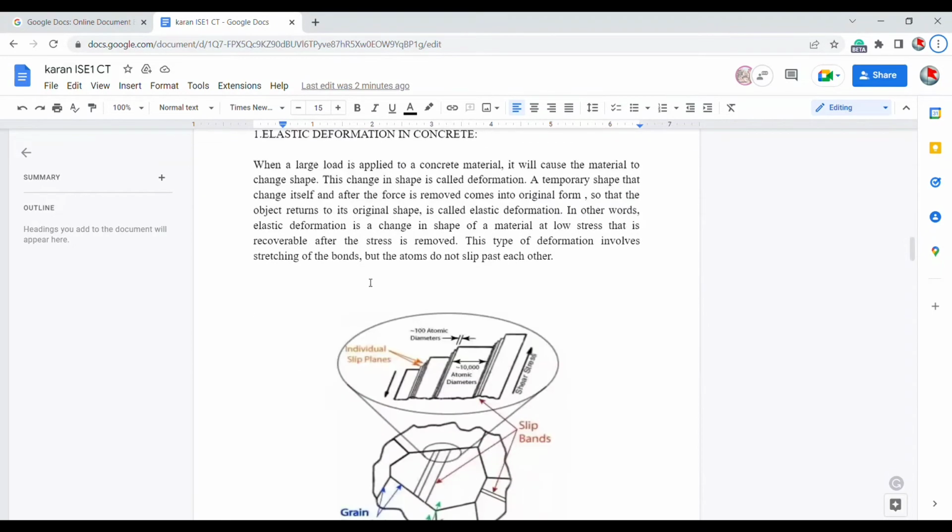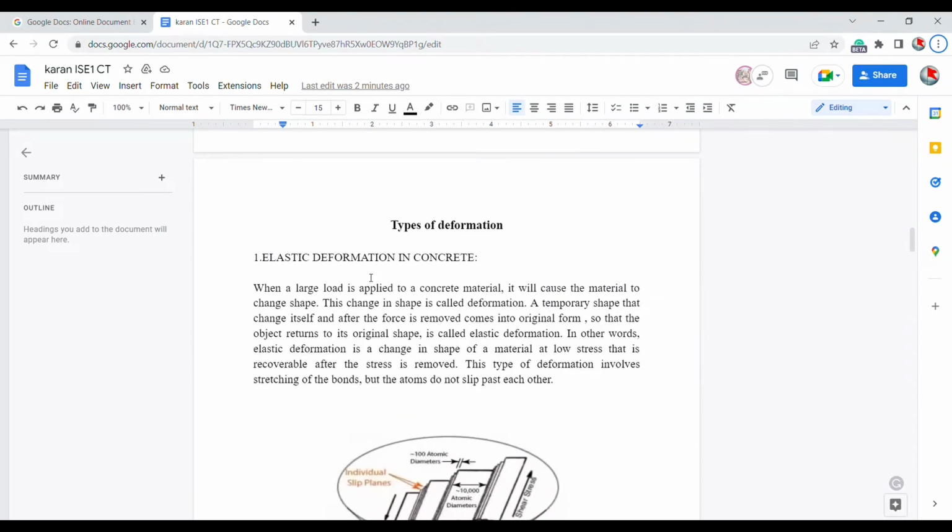Here we know that there are generally two types of deformation in concrete. The first one is elastic deformation. So what is elastic deformation in concrete? The deformation which results from loading of a concrete structure, which recovers back into its initial shape as soon as the applied load is removed, is called elastic deformation. It means that after removing the applied load, the concrete regains its original shape, the first shape which concrete was having.